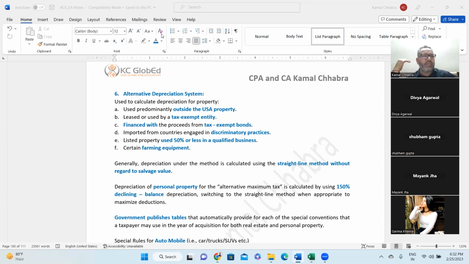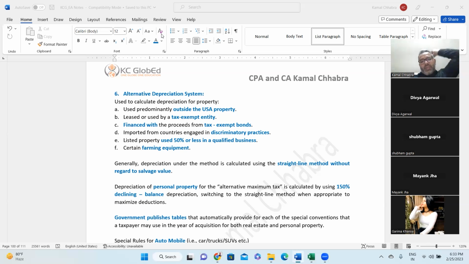So if any investment or capital assets are in those areas, for them also you can use the alternative depreciation system, because two things apply. There would be some bonus depreciation, which we discussed earlier, and after that whatever is remaining can be depreciated using the alternative depreciation system, which is generally a straight line method of depreciation.